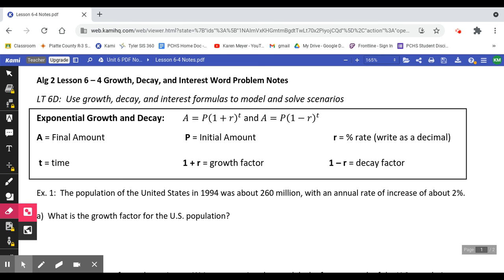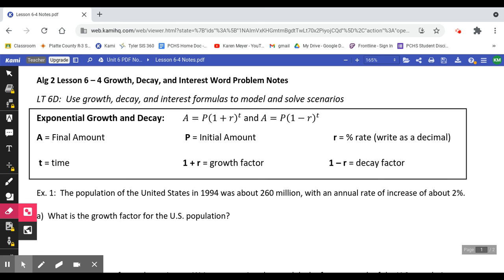All right, today we're going to talk about growth, decay, and interest word problems. So there are going to be some formulas that you have to know. Exponential growth and decay, we've actually talked about this in Algebra 1, so it's just kind of our job to hopefully get you to remember it. If it's a growth, then it's A equals P parentheses 1 plus R, close your parentheses, raised to the T. If it's a decay, the only thing that's different in that formula is the plus changes to the minus.